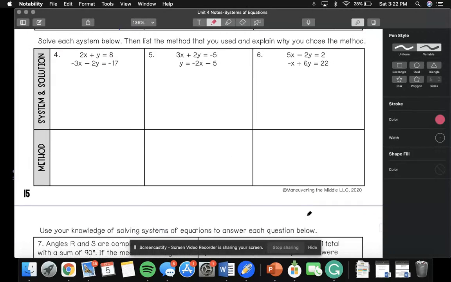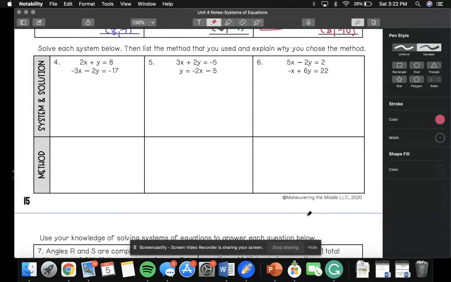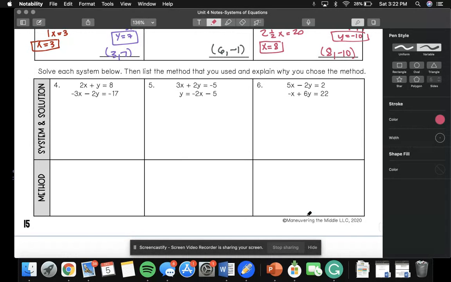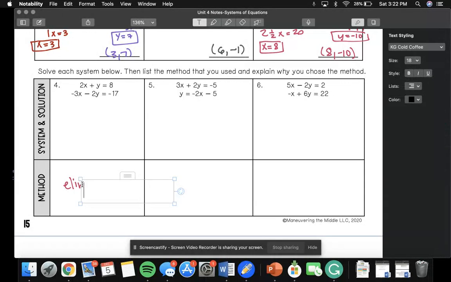Okay, so for these problems, guys, you just have to pick which method you prefer for each of them. Okay, so when I look at this one, I really like elimination. So if they are basically both in standard form, I'm always going to use elimination.